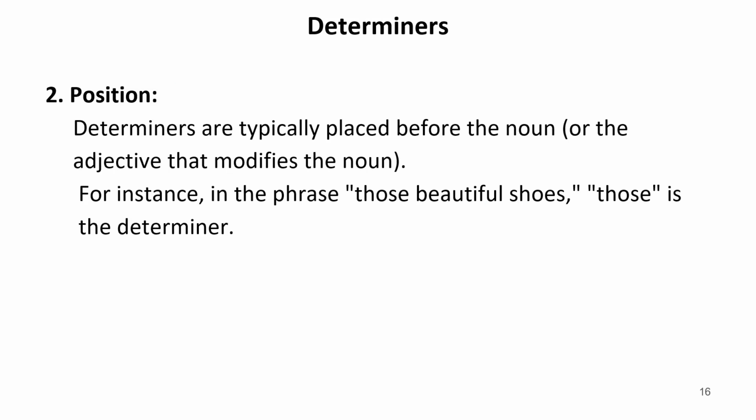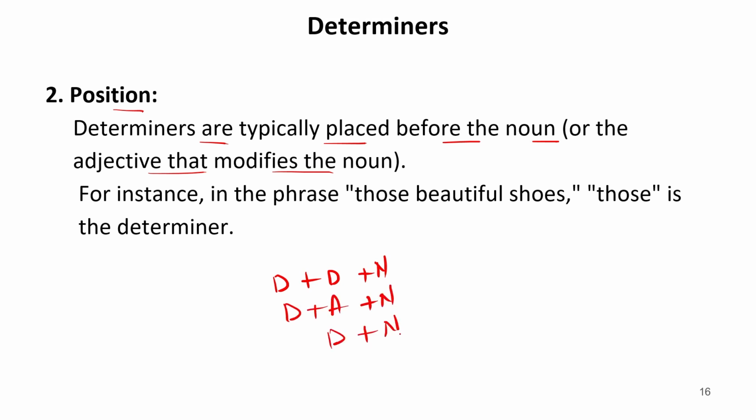Now, what is another characteristic? That is position. Determiners are typically placed before the noun or the adjective that modifies the noun. As I told you before as well, there can be various structures of using determiners in a sentence. We can have determiner plus noun. We can also have determiner plus adjective plus noun, and there can be various other structures as well.